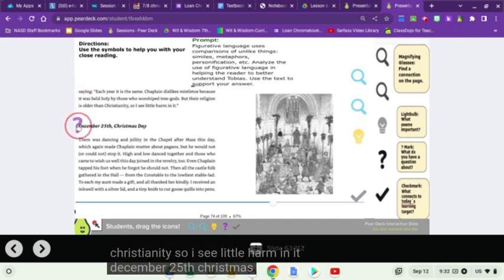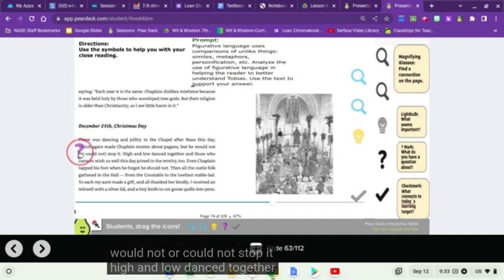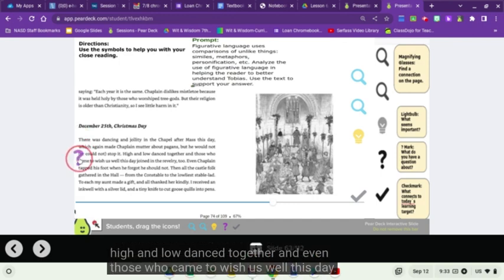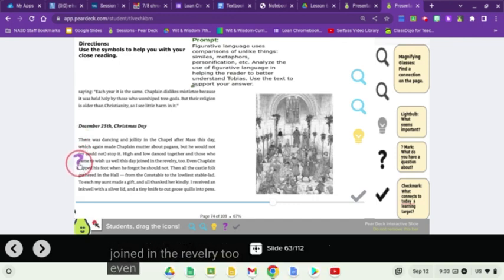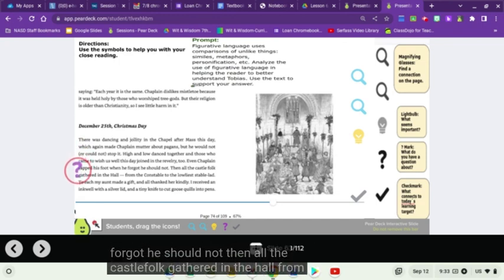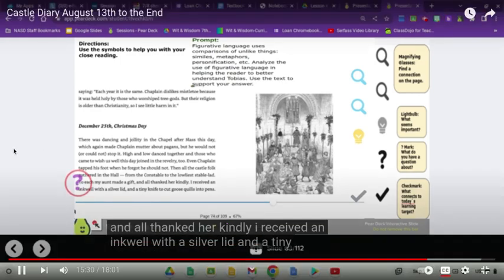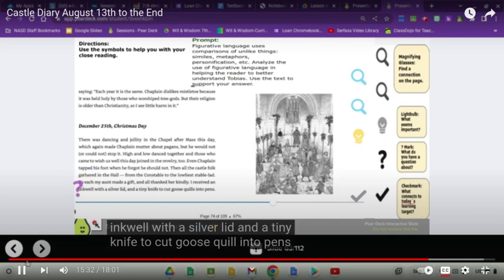December 25th, Christmas Day. There was dancing and jollity in the chapel after Mass this day, which again made Chaplain mutter about pagans, but he would not or could not stop it. High and low danced together, and even those who came to wish us well this day joined in the revelry too. Even Chaplain tapped his foot when he forgot he should not. Then all the castle folk gathered in the hall, from the constable to the lowliest stable lad. To each my aunt made a gift, and all thanked her kindly. I received an inkwell with a silver lid and a tiny knife to cut goose quill into pens.